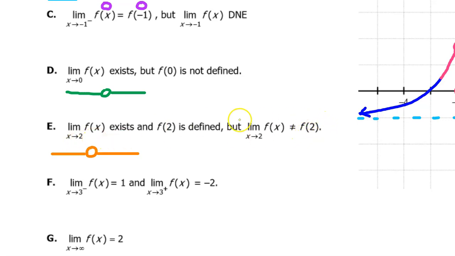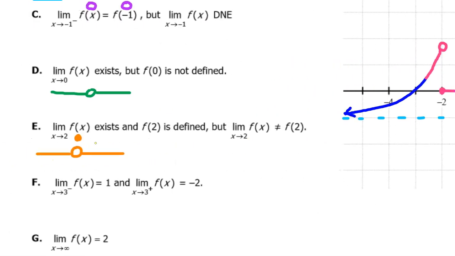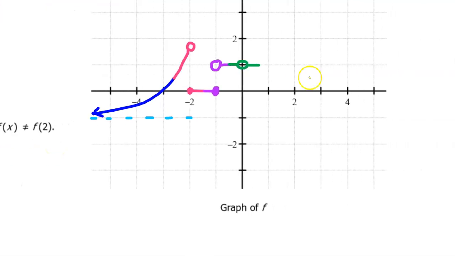So if f at 2 exists, but it's not the same as the limit, that means we have a closed circle somewhere other than where the lines are approaching. So I need to draw this type of piece in right here. So we're talking about as x approaches 2. So as x approaches 2, I just need an open circle and some other value as we come in from the left and from the right.